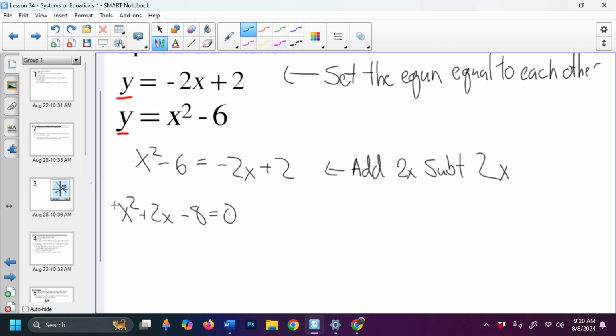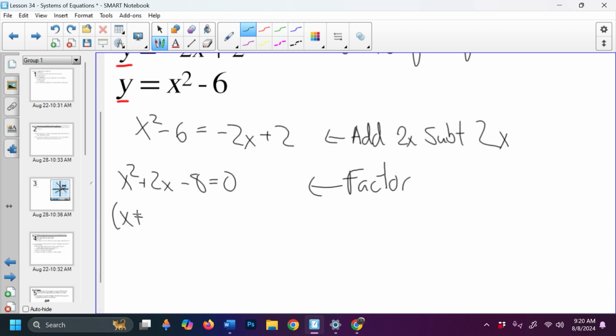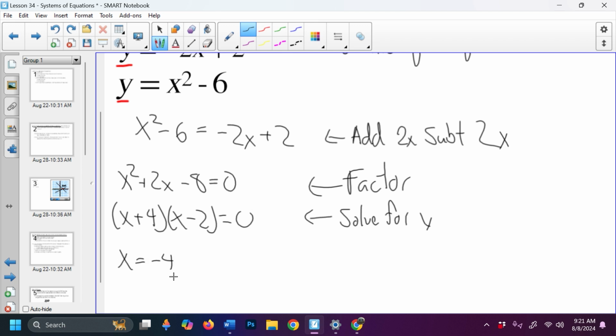Now, because the leading coefficient is 1, I'm going to at least try and factor this. And if it doesn't factor, then I would go to the quadratic formula. But as it turns out, this thing does factor. I need 2 factors of negative 8 that add up to positive 2. And that's pretty easy. I get x plus 4 and x minus 2 equals 0. And I'll just solve for x. That'll give me x equals negative 4 and positive 2.